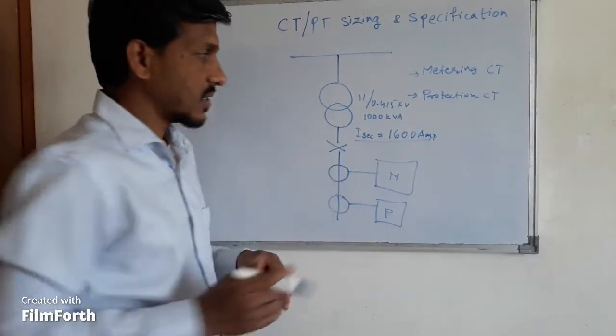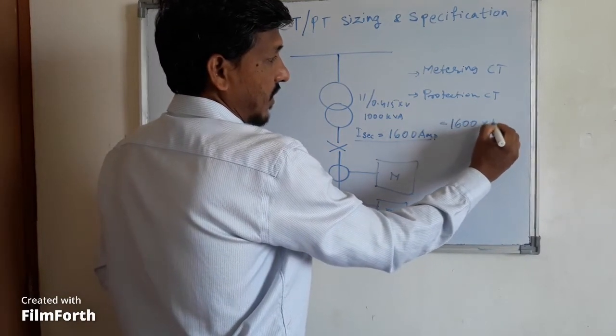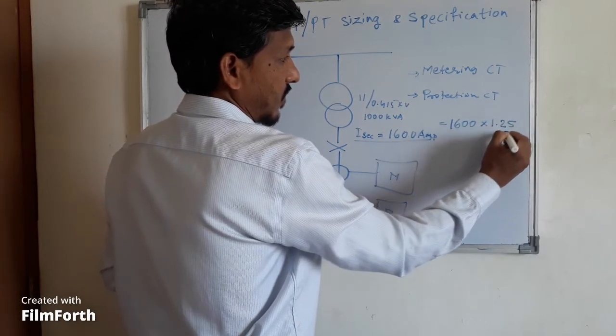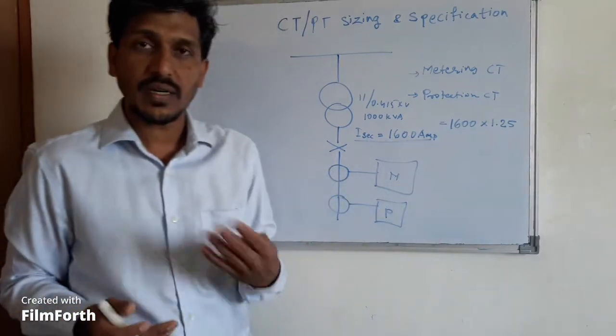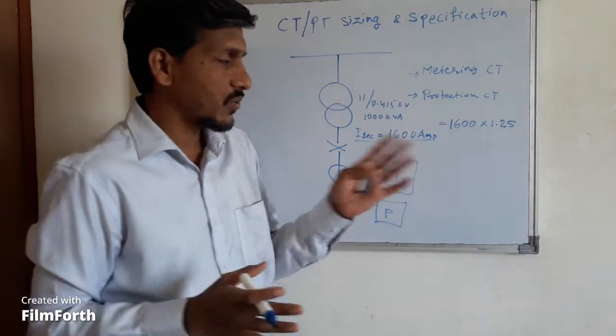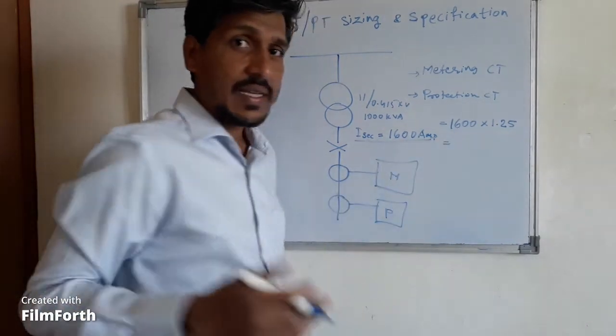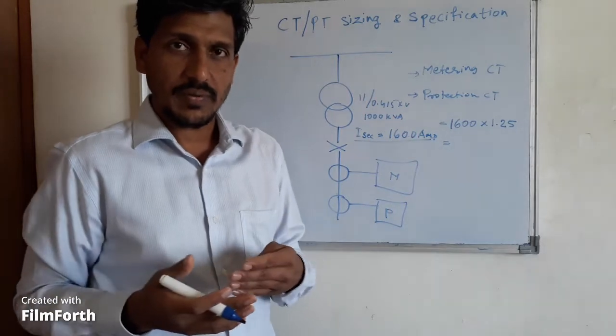Now how to select a CT? You can multiply the 1600 by a factor of 1.25. You can consider 10%, 15%, 20%, 25% at maximum; that much margin is there. A 20 to 25% margin you can consider on a CT on the secondary side of a transformer.